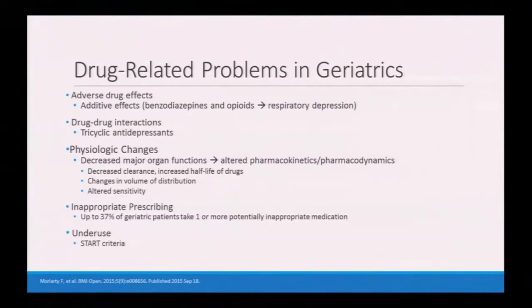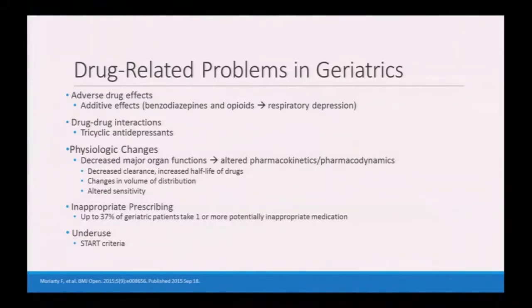And then physiologic changes. Typically as patients age, they have decreased major organ function, which leads to altered pharmacokinetics and pharmacodynamics. Patients can see decreased clearance, whether that's metabolism through their liver or excretion through their kidney, and that can increase the half-life of medications. Just for an example, digoxin under normal renal function, half-life is around 1 to 2 days, but in patients with impaired renal function, the half-life can be extended up to 3 to 5 days. So it's always important to consider major organ function.